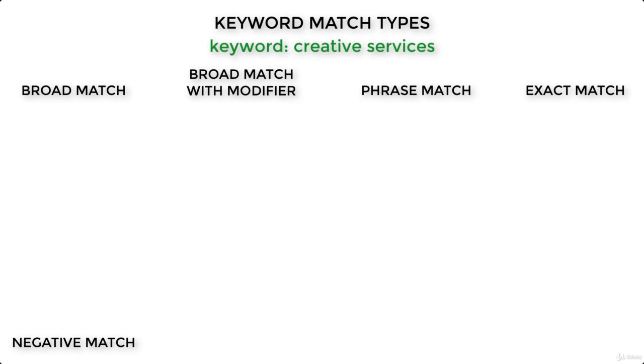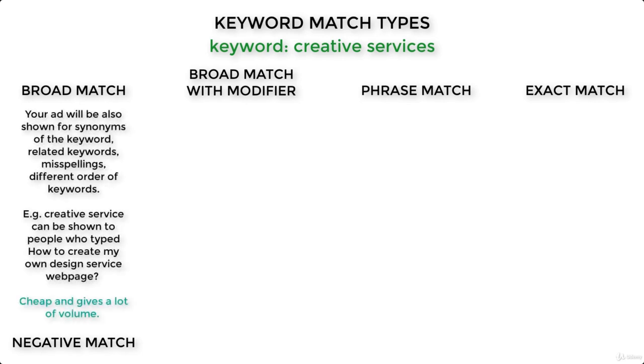Let's assume we want to show our ad in front of people who enter the creative services keyword in the Google search bar. With broad match type, which is the default match type in Google Ads, your ad will be shown not only to people who entered creative services in the search bar, but also to people who in their query use synonyms of these keywords, related keywords, misspellings, or a different order of keywords. So your ad may as well be shown to users who typed "how to create my own design service webpage."